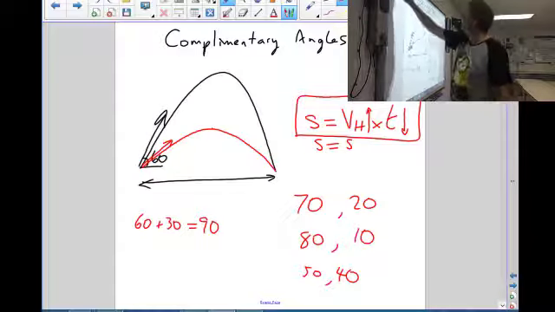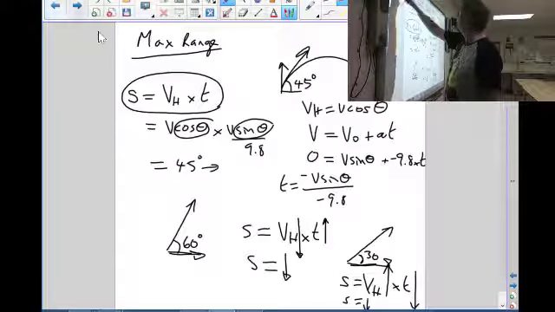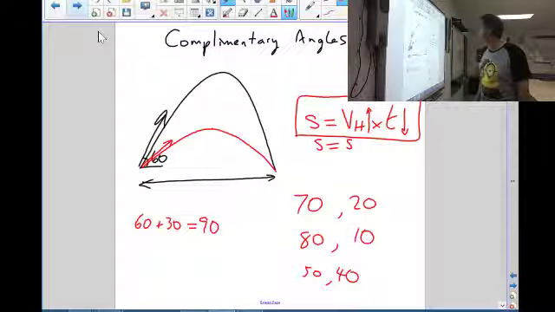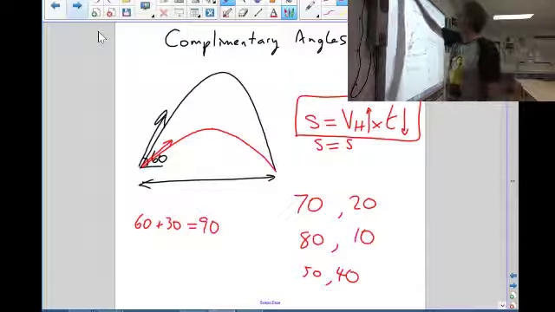So you've got maximum range at 45, complementary angles at 70, 20, 60, 30, and so on, because of that product still being the same. Okay, last thing here.